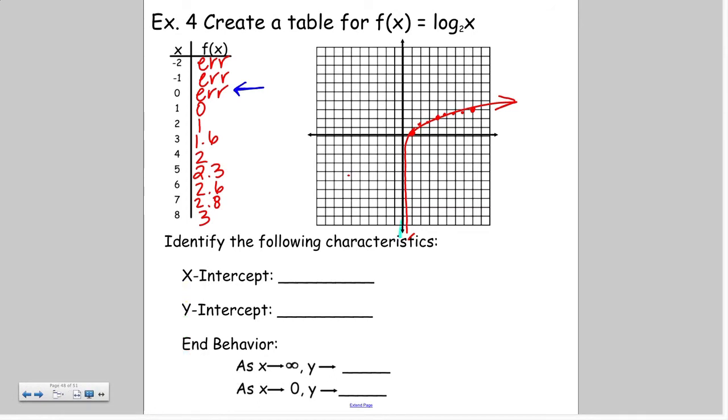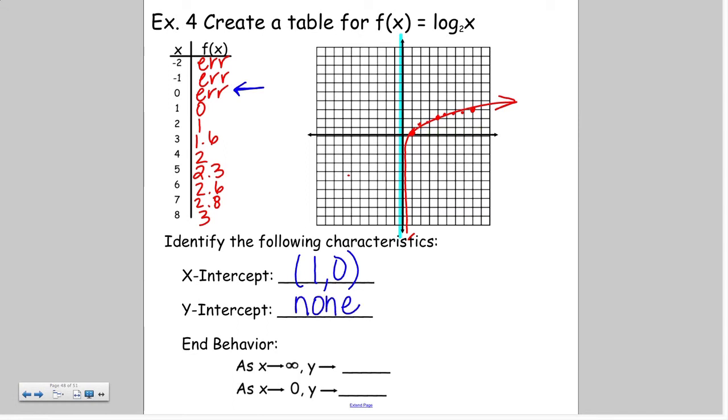This time, my last error is at 0, so my asymptote is at 0. So now you've got an x-intercept at (1, 0). But you don't have a y-intercept because your y-axis is your asymptote. So none for y-intercept. Okay?